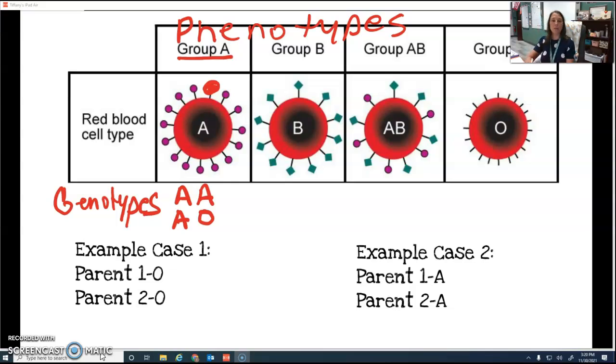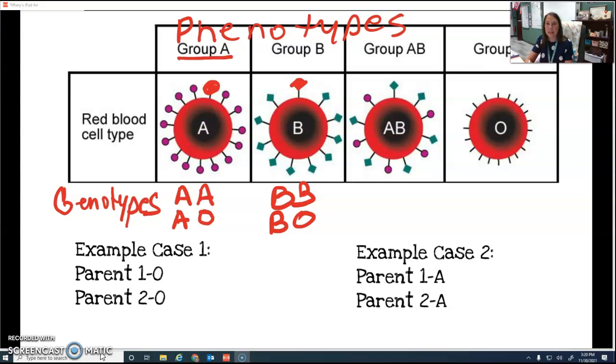Then we have another one that, notice, is a different shape. That's what makes them the B. So to have B blood, you could have a B and a B, or you could have a B and an O, because that O again is the recessive, so the B is going to cover that up and dominate it. Now here's where the crazy thing happens.